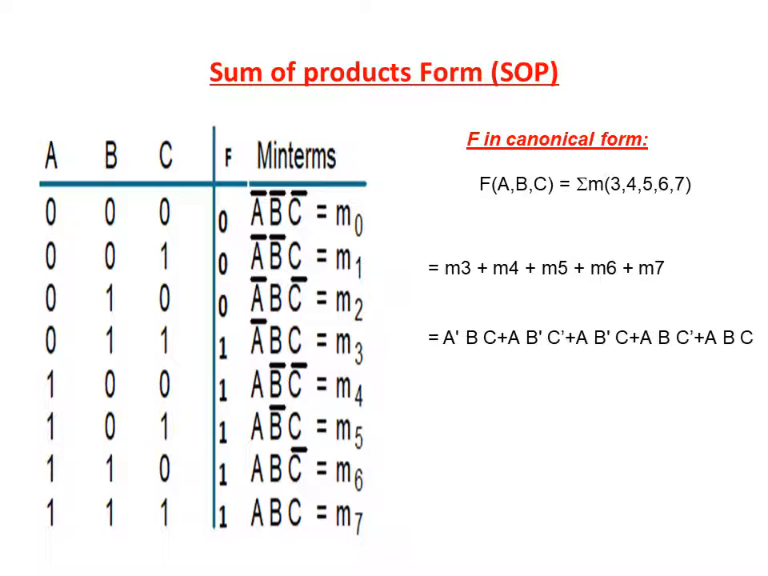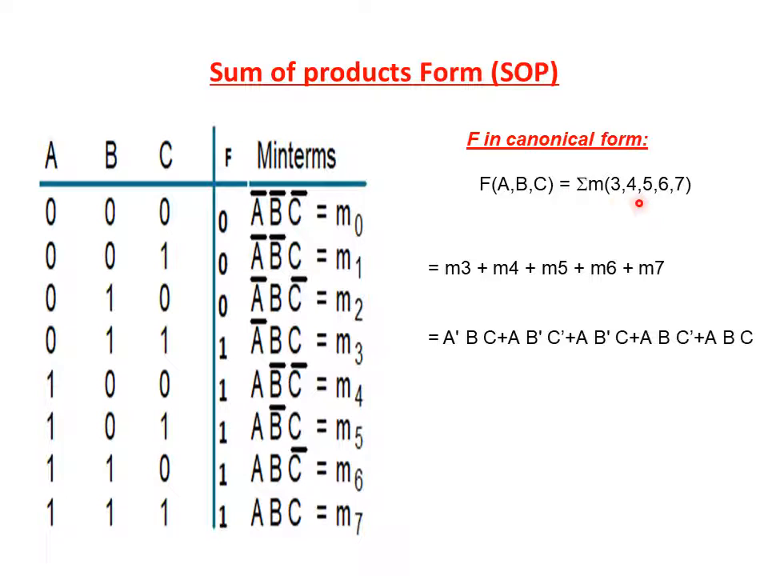Now let's see about the sum of product form in tabular form. The given question is f is equal to a, b, c, three variables, and the minterms are 3, 4, 5, 6, 7. Now how to represent it in a table? We know for three variables we can make 8 combinations, so 0 to 7. M0 to M7 we have written.